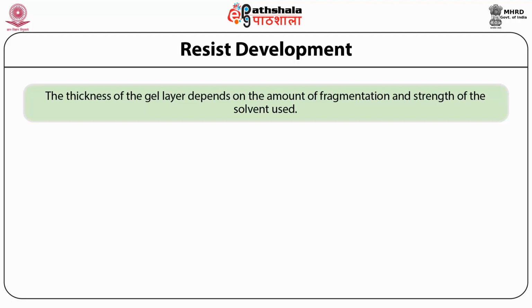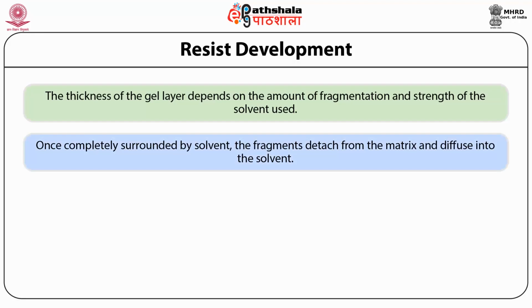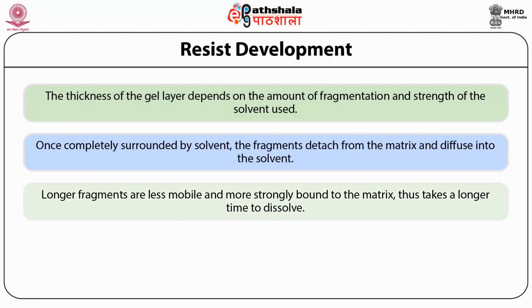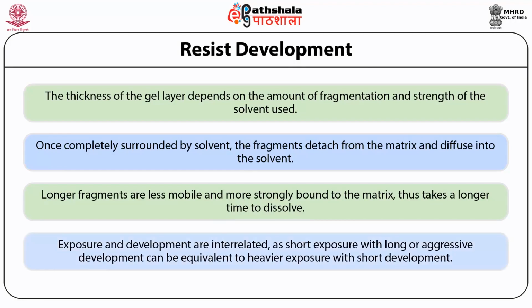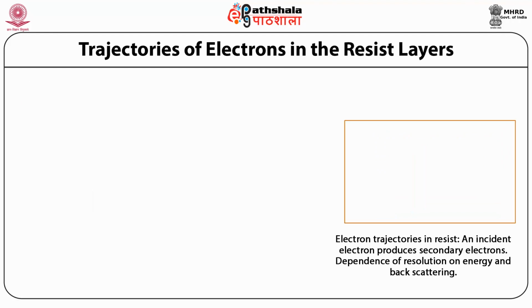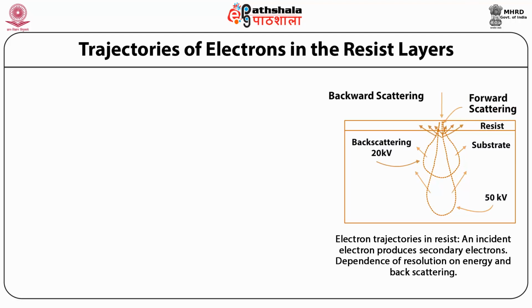Swelling of the polymer can also occur. Once completely surrounded by solvent, the fragments detach from the matrix and diffuse into the solvent. Longer fragments are less mobile and more strongly bound to the matrix, and thus take a longer time to dissolve. Exposure and development are interrelated, as short exposure with long or aggressive development can be equivalent to heavier exposure with a short period of development. Trajectories of electrons in the resist layers.